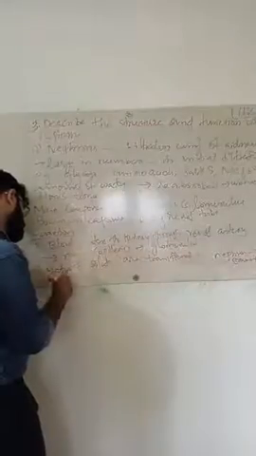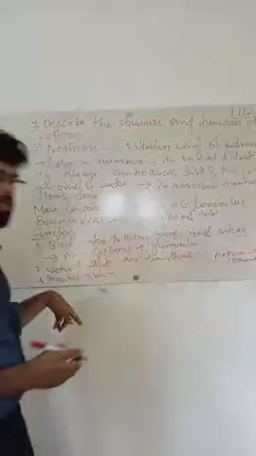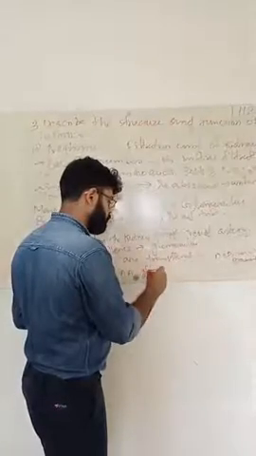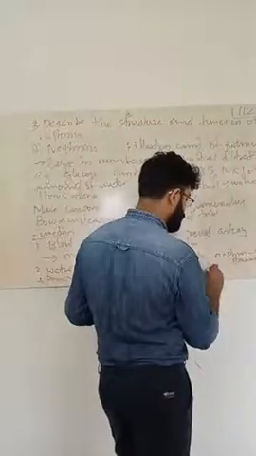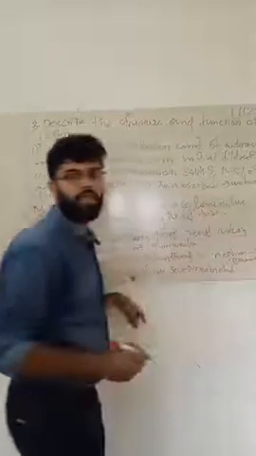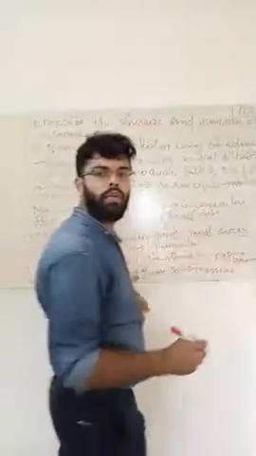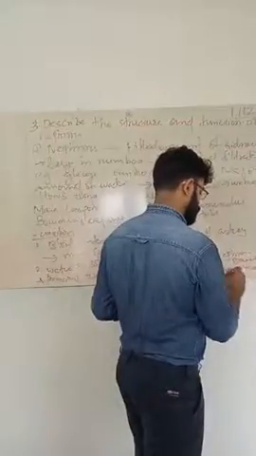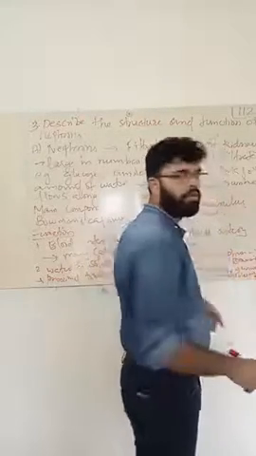And in the third one, we have to say that in the proximal tubule, some substances such as amino acids, glucose, and salt are selectively reabsorbed, and unwanted molecules are added to the urine.